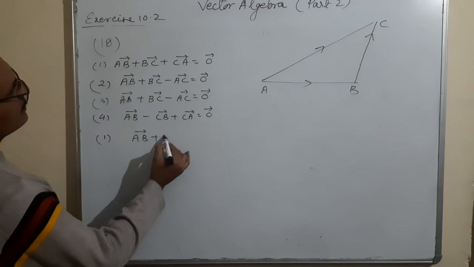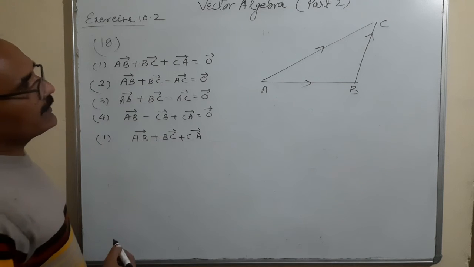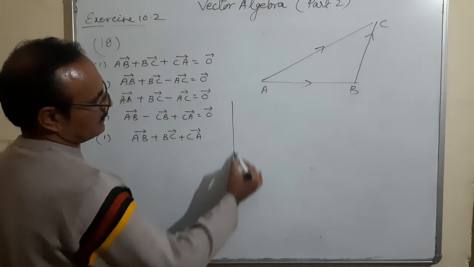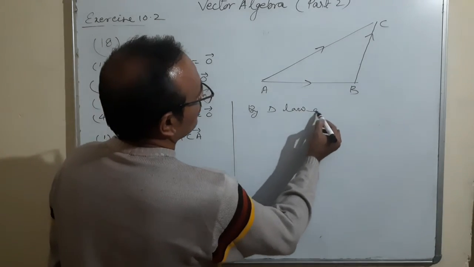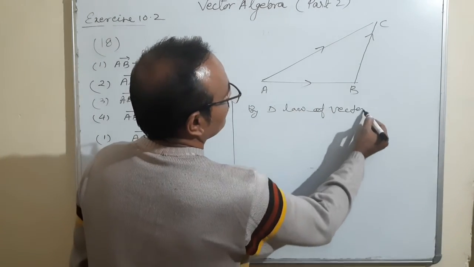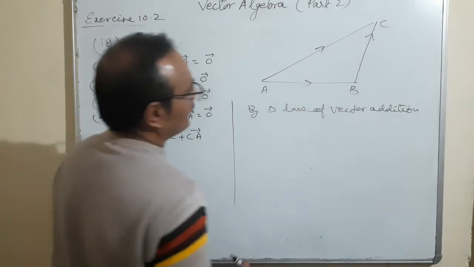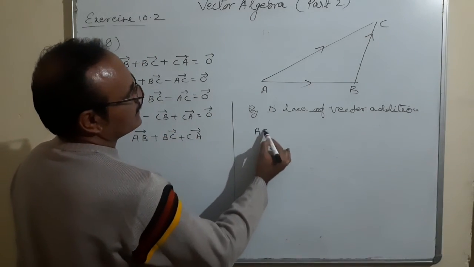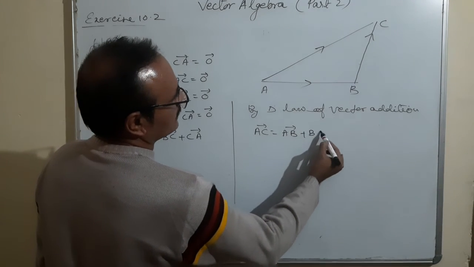AB plus BC plus CA. By triangle law of vector addition, vector AC is equal to AB plus BC.